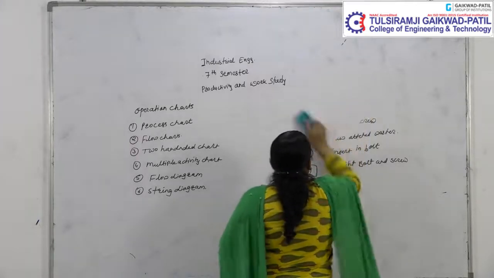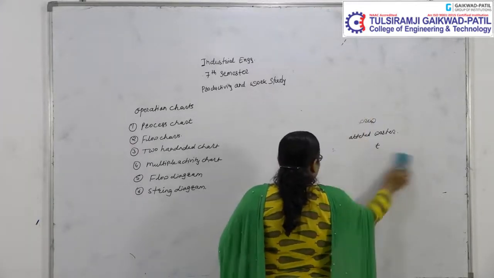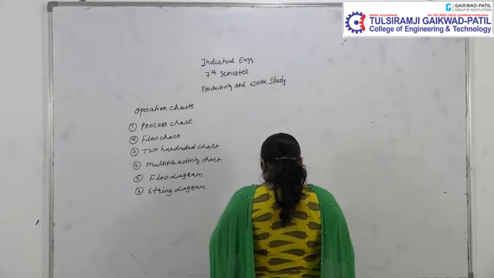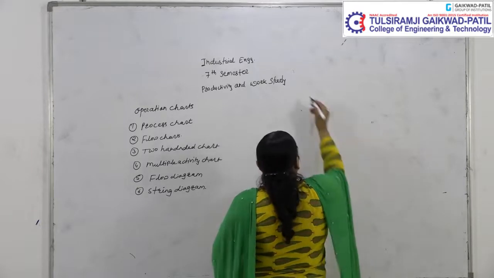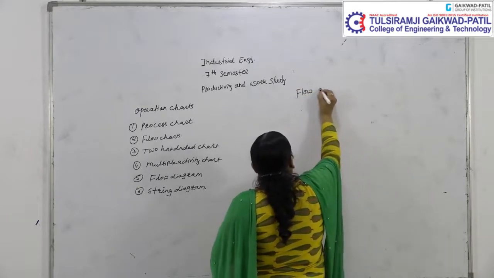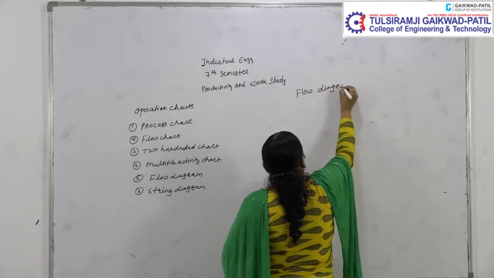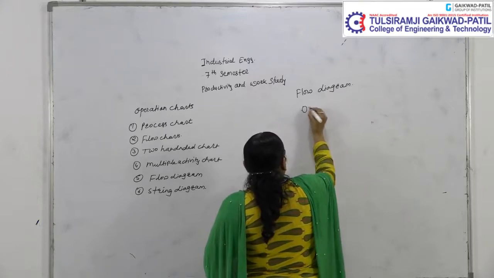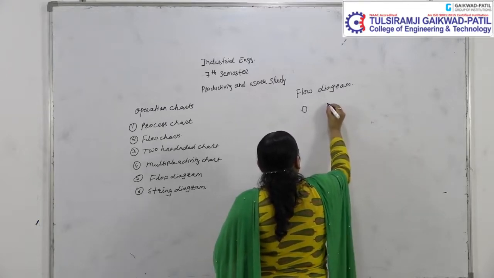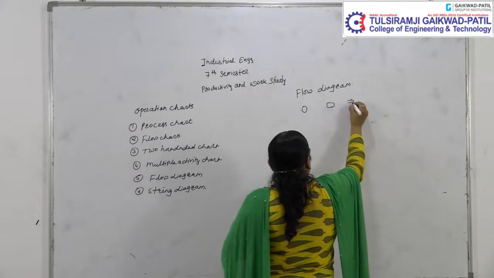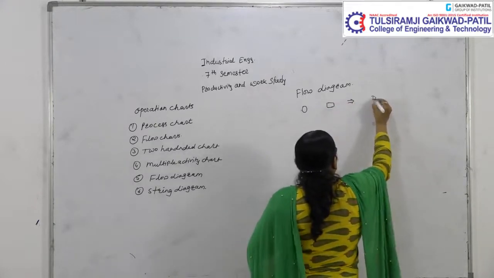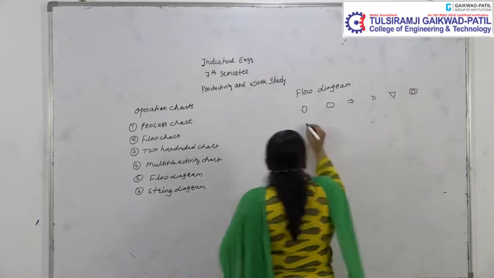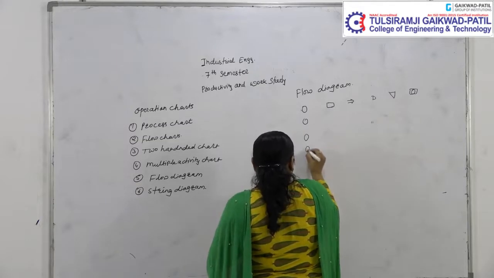After that, there is a flow diagram. The flow diagram is related with the activity, that is the operation. After that, inspection, transportation, delay, storage and multiple activity. So these operations can flow in this way.